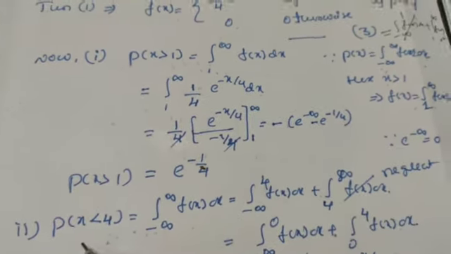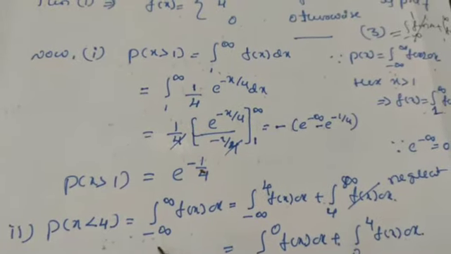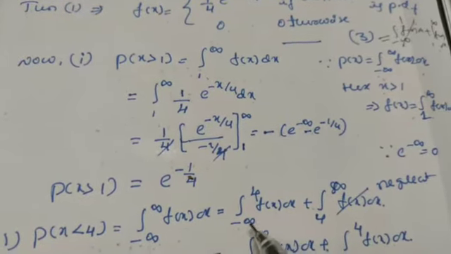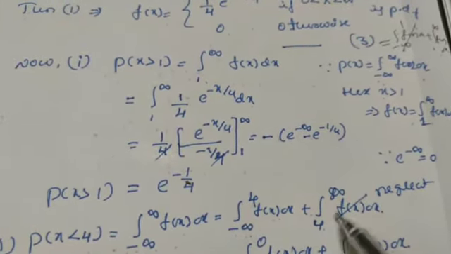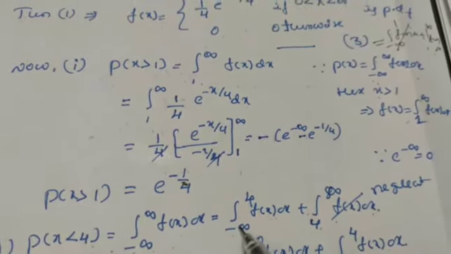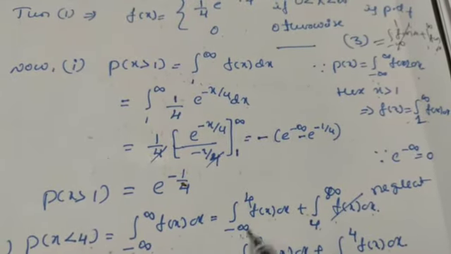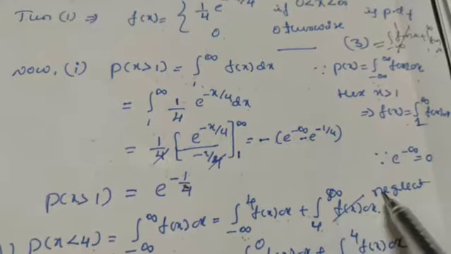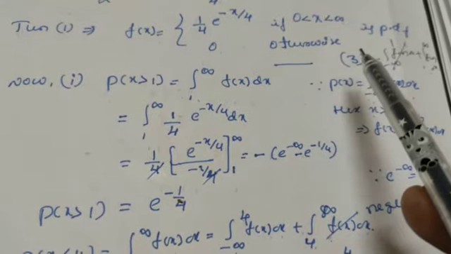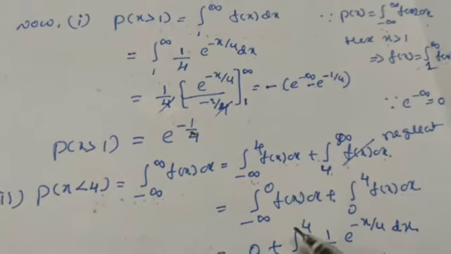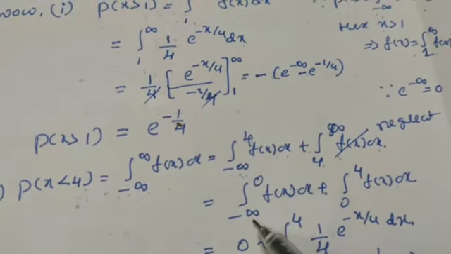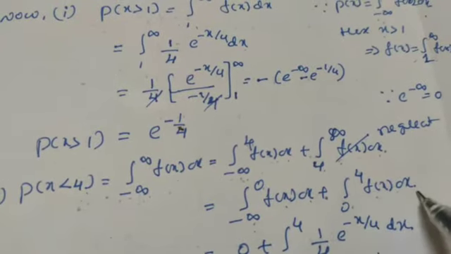Similarly, the second one is p when x is less than 4. Again the same limit, minus infinity to plus infinity f of x dx, we can take this one as minus infinity to 4 f of x dx plus 4 to infinity f of x dx, because here we want x less than 4. Less than 4 means it is in this interval, minus infinity to 4 f of x dx. You have to neglect the second interval. So again our function is defined from 0 to infinity in one case, and in all other cases its value is 0. So this minus infinity to 4 can be written as minus infinity to 0 f of x dx plus 0 to 4 f of x dx.